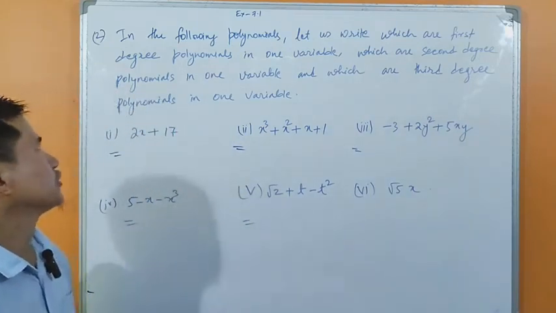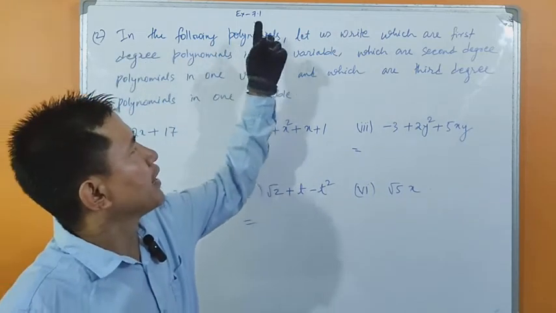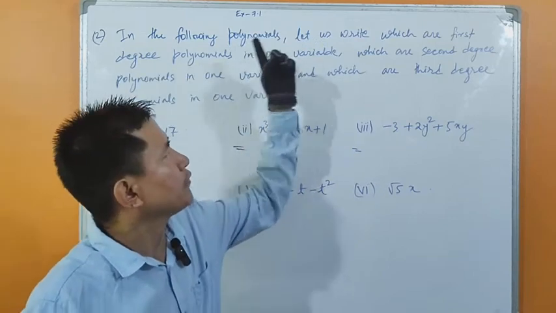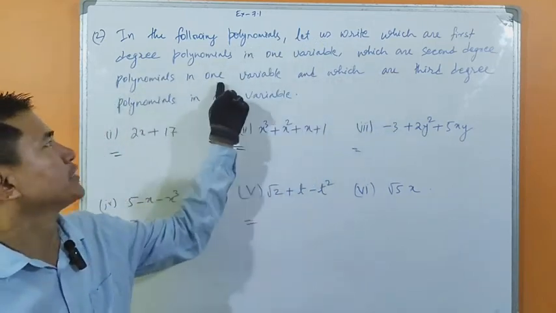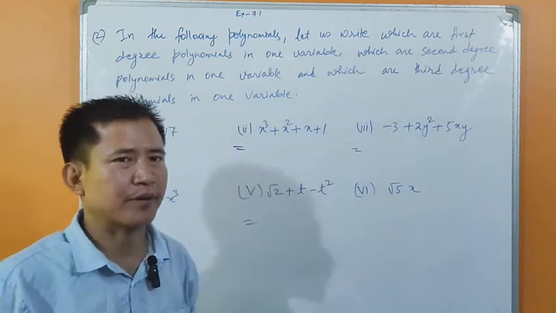Let's move on to the question. First, read the instruction first. In the following polynomials, let us write which are the first degree polynomials in one variable, which are second degree polynomials in one variable, and which are third degree polynomials in one variable.